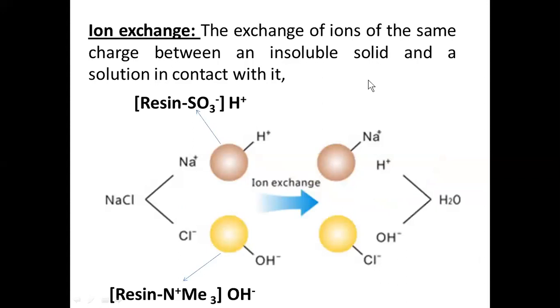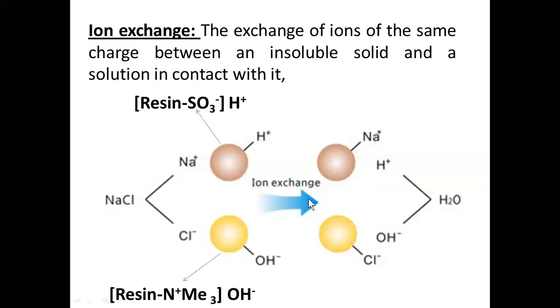Then let us move on to the definition of ion exchange. As the name implies, it is the exchange of ions of the same charge between an insoluble solid and a solution in contact with the solid. You have a solid, and that solid has a free ion. That free ion is moving in nature, and the moving ion can be replaced by an ion of like charge which is present in the solution. This is called the ion exchange process. So ion exchange is nothing but the exchange of ions of the same charge between an insoluble solid and a solution in contact with the solid.